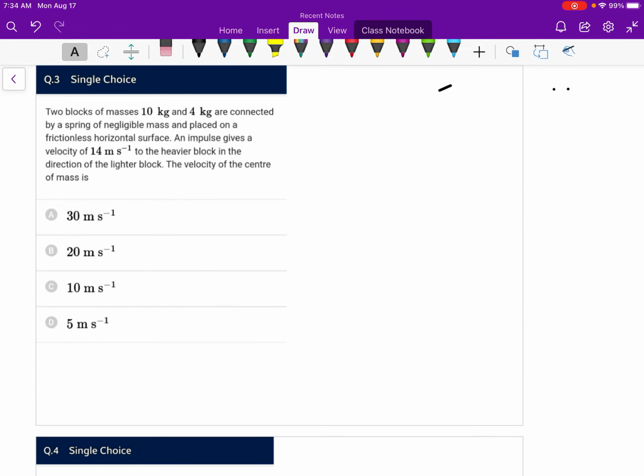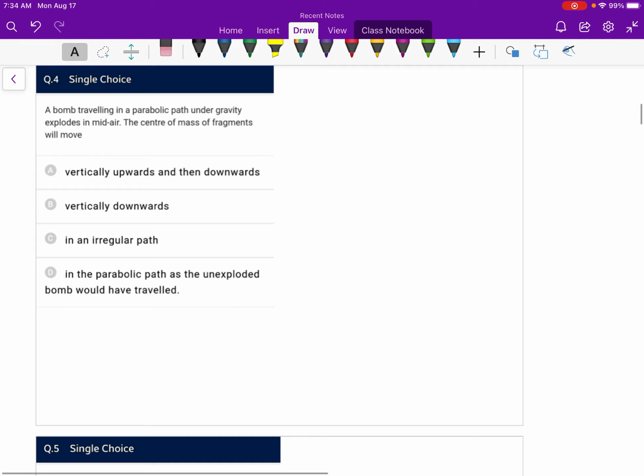Two blocks M1, M2 are connected by a spring. An impulse gives a velocity of this to the heavier block, the velocity of center of mass. So VCM is m1 v1 upon m1 plus m2, as v2 is 0. So this is 10 into 14 upon 10 plus 4. So that is 10 meters per second. So C is the correct option.